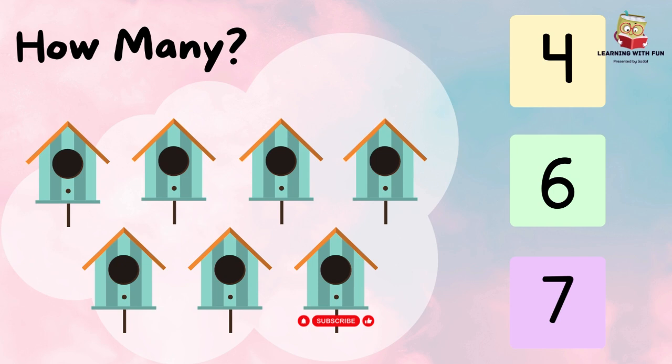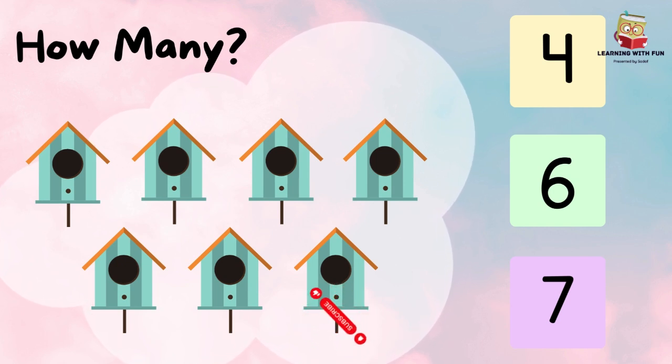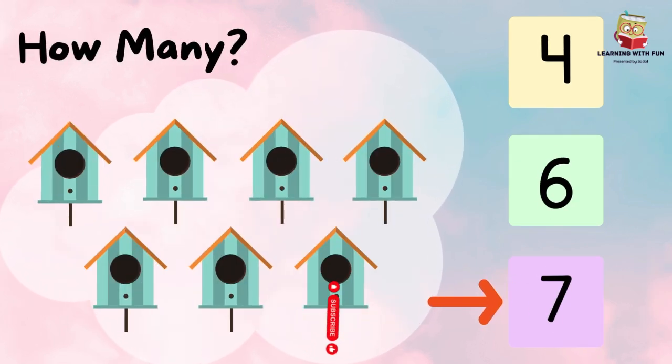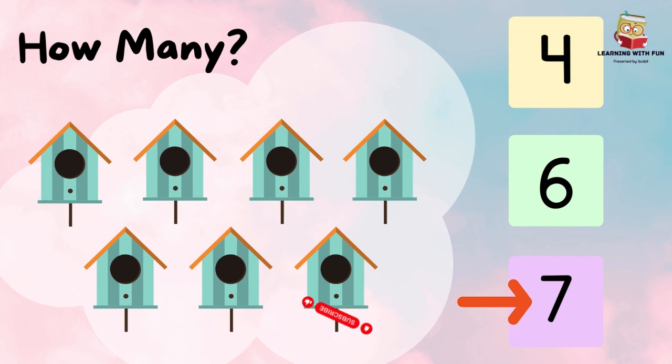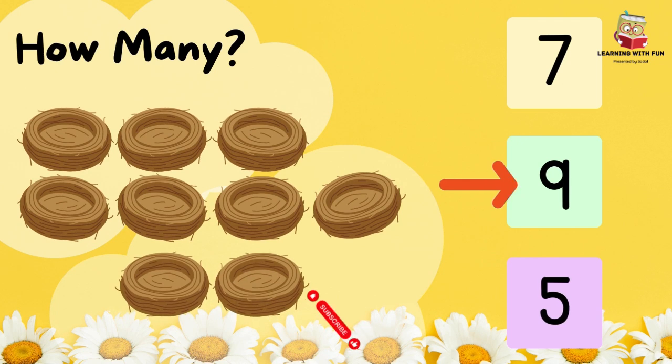How many huts do you see? 4, 6, 7. 7. How many nests do you see? 7, 9, or 5? 9.